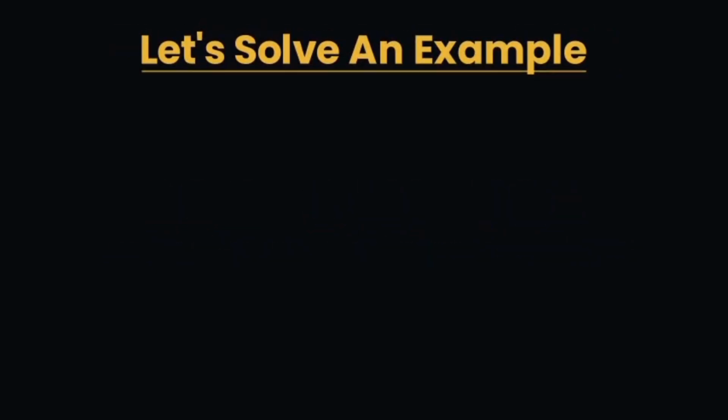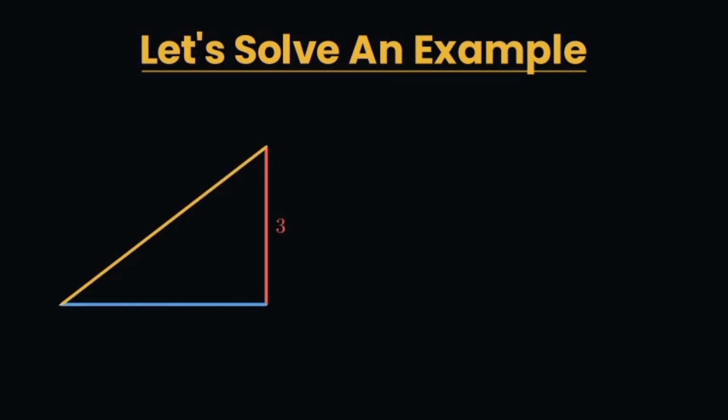Now let's solve a simple example. Suppose the opposite side is 3 units, the adjacent side is 4 units. Using the Pythagoras theorem, the hypotenuse becomes 5 units. Now let's calculate. Sine equals 3 divided by 5, cosine equals 4 divided by 5, and lastly tangent equals 3 divided by 4.